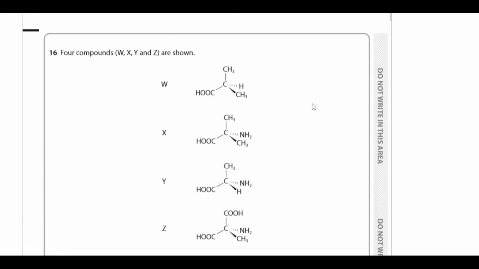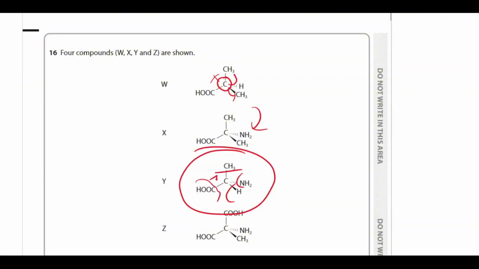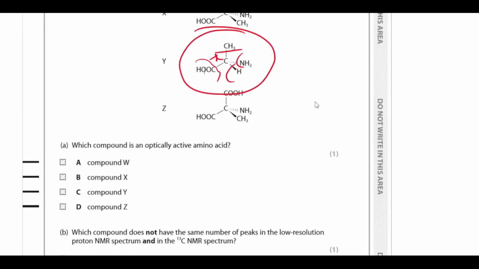do we have any chiral center in any of these options? First of all, this won't be correct because we can clearly see the central carbon is attached to 2 identical methyl groups. The same reason for X. This will be the correct answer considering it has 4 different groups attached to it. So that is a chiral center, making it optically active. So option C will be the correct answer.